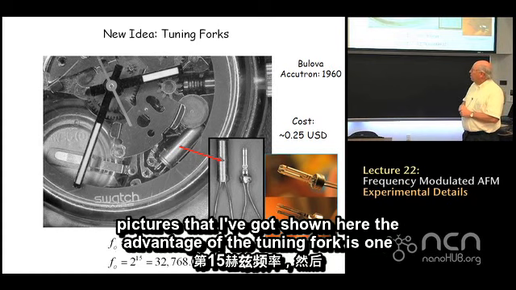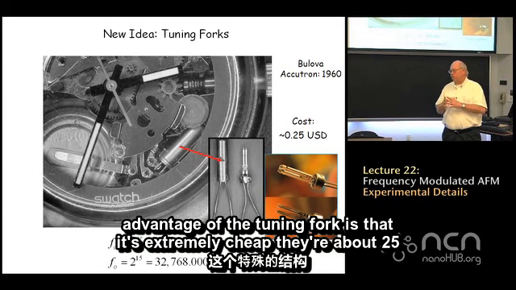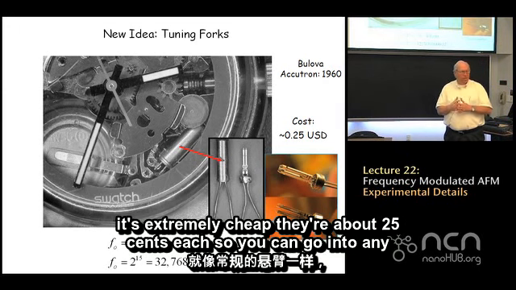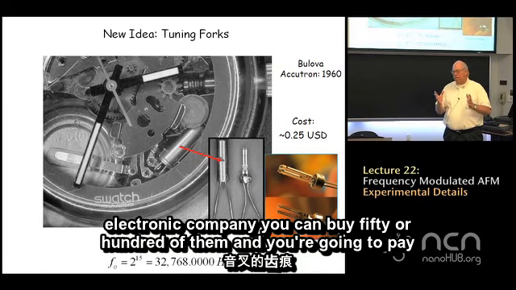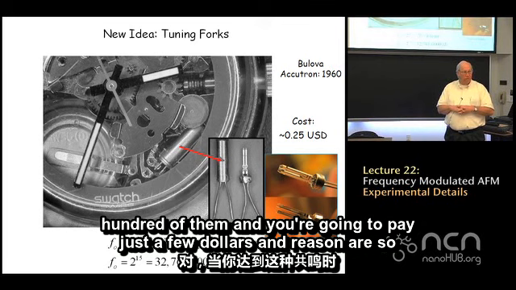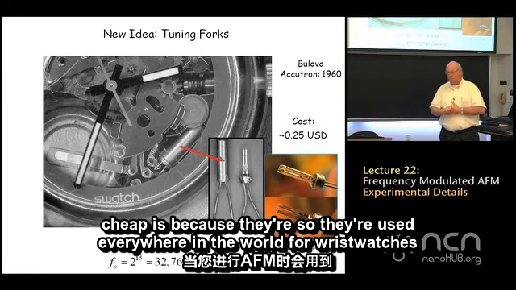One advantage of the tuning fork is that it's extremely cheap. They're about 25 cents each. So you can go to any electronic company and you can buy 50 or 100 of them and you're going to pay just a few dollars. And the reason they're so cheap is because they're used everywhere in the world for wristwatches.